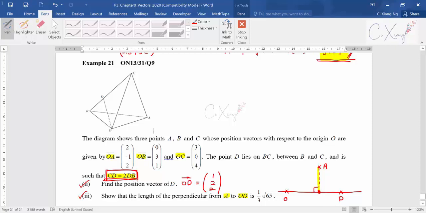Okay, so now you can label this point first, the foot of perpendicular. Maybe you can label it as any letter that you like. So maybe for me, I put it as H in this case. All right, so first of all, you need to write out the vector equation of OD. What is the vector equation of the line OD?